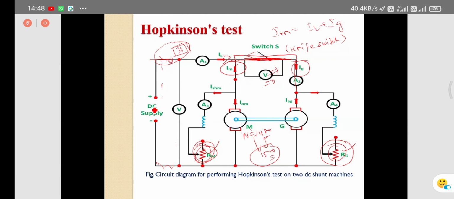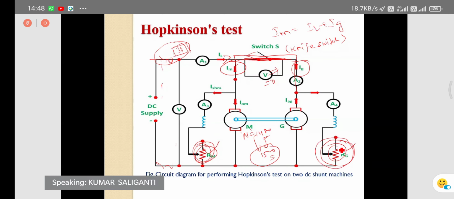After giving the DC supply with the help of the DPST switch, the 3-point starter will start here. Then the inputs are given. Adjust the rheostat from minimum to maximum until you get the rated speed. After getting the rated speed, there is no need to disturb the motor side rheostat. Then adjust the rheostat from maximum to minimum until the voltmeter reads zero. When the voltmeter reads zero, there is no need to disturb this generator rheostat.